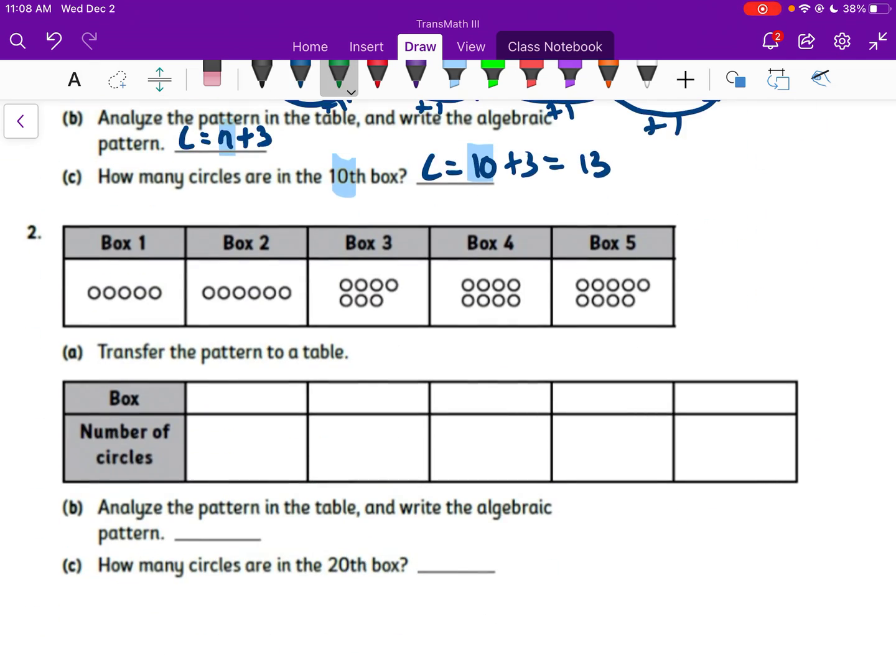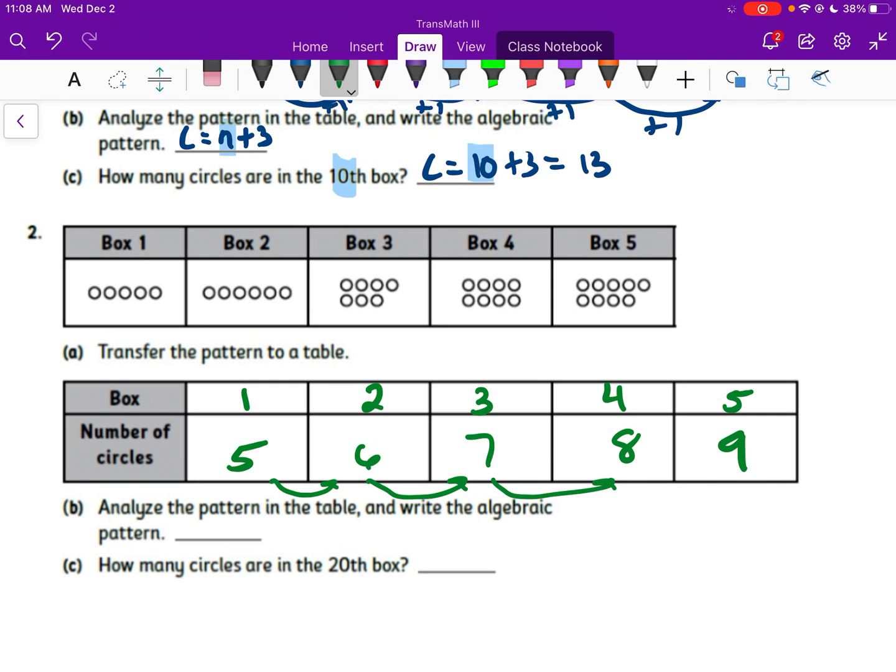Okay, next one. Okay, box number, we got box 1, 2, 3, 4, and 5 again. Number of circles is 5, 6, 7, 8, and 9. Okay, so we're adding 1 just like we have with all the ones we've done today. Okay, later on we'll get into some little more difficult ones, but to get from the box number to the number of circles, in this case, we are adding 4.